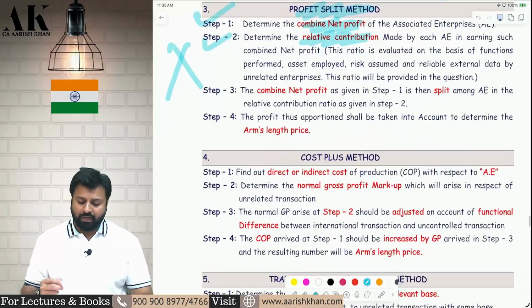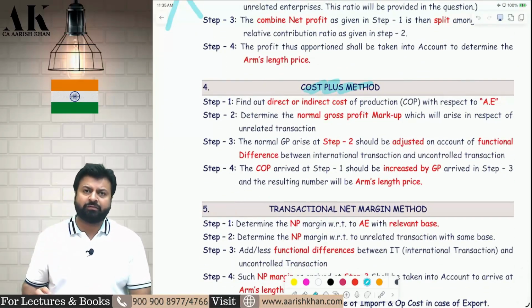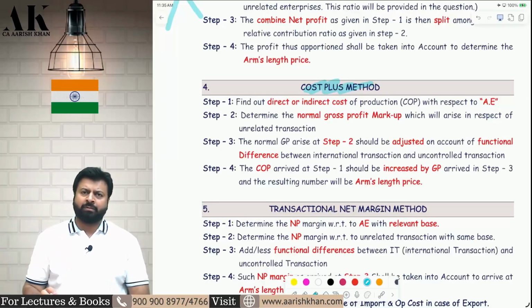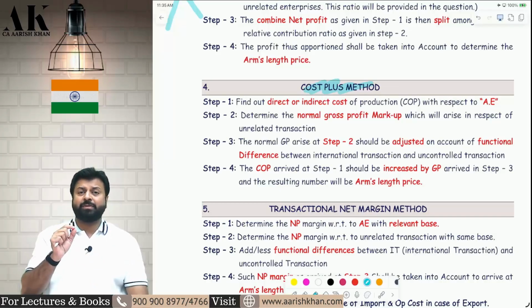Okay. Now coming to the cost plus method. This method and the next method are the most important methods for the examination. Be very careful. Two of the most commonly asked methods are cost plus and transactional net margin. Now there is a great difference between these two methods and the previous 3 methods. In the previous 3 methods, we were making adjustment in the price. You can go and check. In the first method, you are making adjustment in price. Second method also you are making adjustment in price. Third method also you are making adjustment in price.